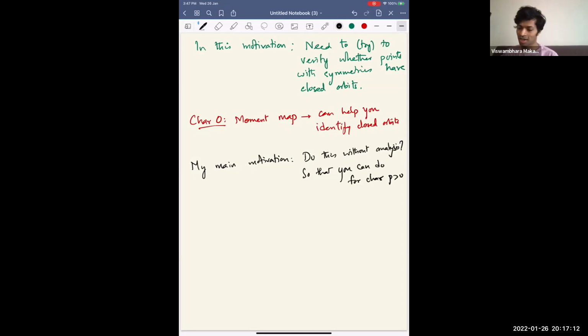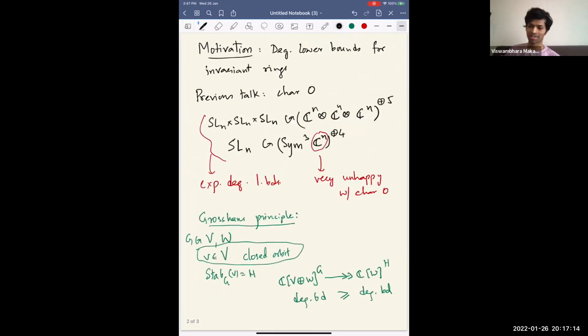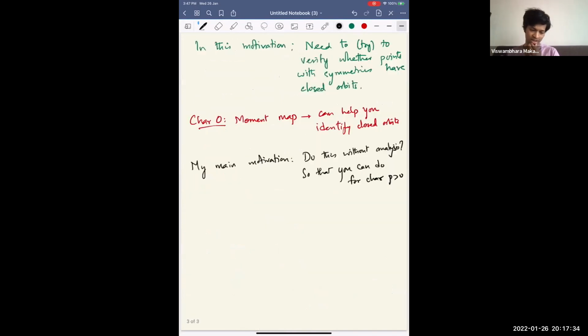In my mind, it was utterly unimaginable that if I just replace the complex numbers in this invariant ring with a field of positive characteristic, you would somehow not have these exponential degree lower bounds. But when you can't imagine it and you think it's definitely true, you have to find a way to prove it. The path is already shown to you in characteristic 0, and you see where the struggle is. And so you go and address the struggle as much as you can.